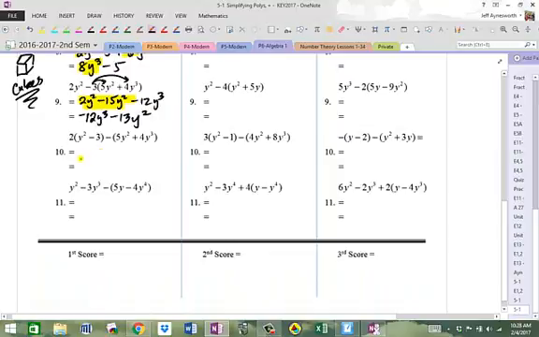Okay, moving on, number 10. So distribute the 2 twice. So you have 2y squared minus 6, because 2 times -3 is -6. Distributing the -1 or the negative sign or the minus sign is a minus 5y squared minus 4y cubed.